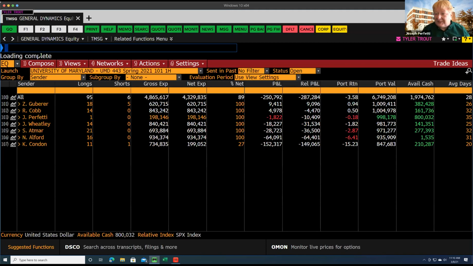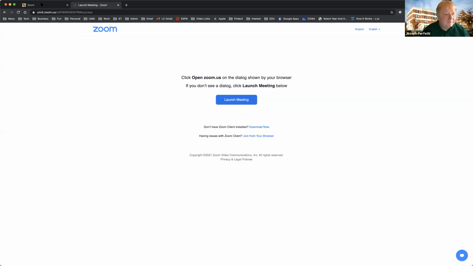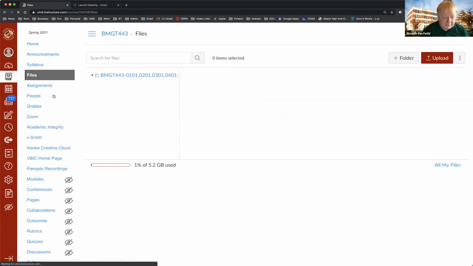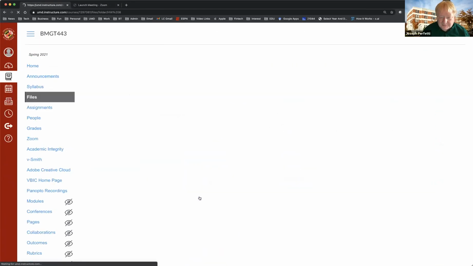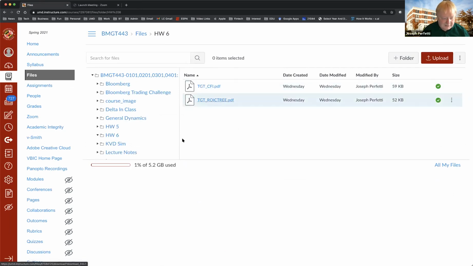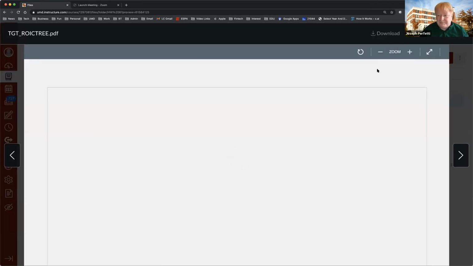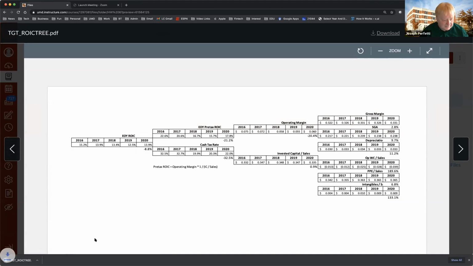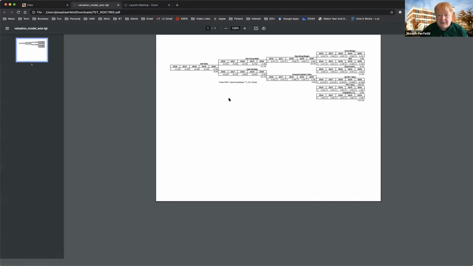All right, so today let's talk about Target. I posted the files for the homework, if you don't have them handy. They're in files in a folder called homework 6. It's the CFI and the ROIC tree. So these were the two files. We'll start with the ROIC tree for Target. Download and open it.